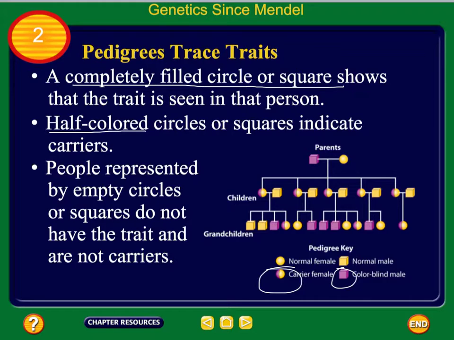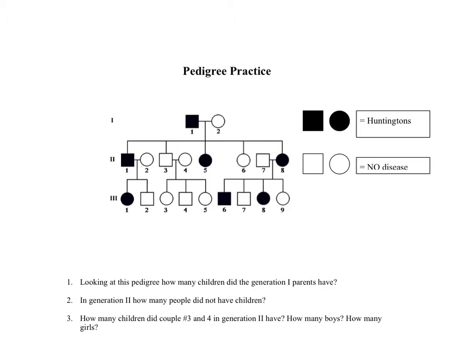You'll also see that an empty circle or square is not a carrier of the trait or does not exhibit that trait at all. Again, in this pedigree it's not as much empty as it is coded as yellow for being empty in this particular pedigree.